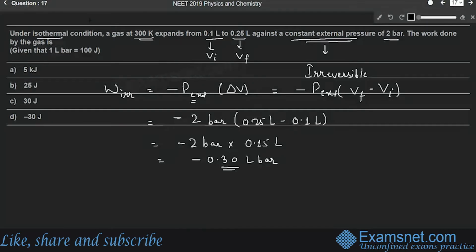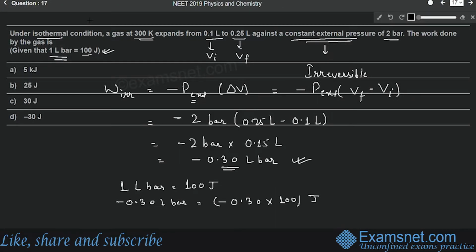Anyways, it is given that 1 liter bar is equal to 100 joule, as you can see in the question. Therefore, if we have to convert minus 0.30 liter bar, it will be equal to minus 0.30 into 100 joule. So what will we get? We'll get minus 30 joule. So which will be the correct answer? Option D will be the correct answer, minus 30 joule.